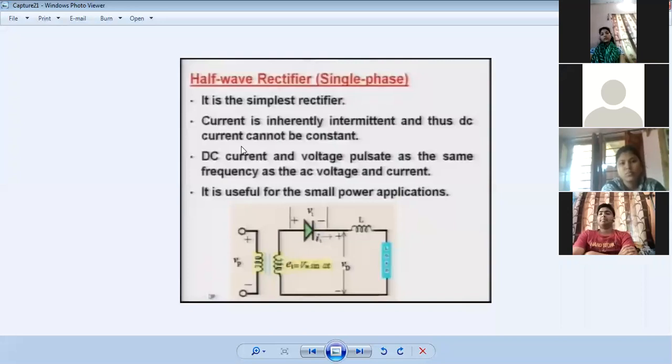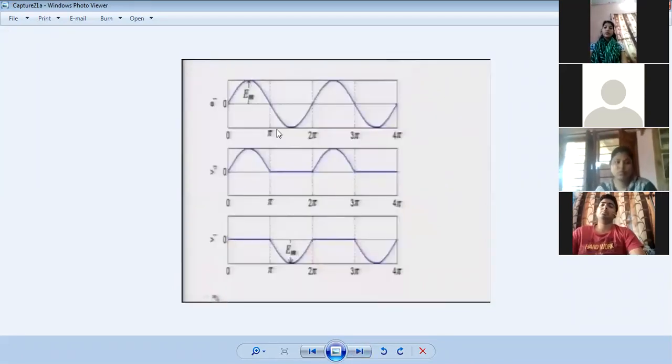It is a very simple rectifier. The current is inherently intermittent, and thus DC current cannot be constant. DC current and voltage pulsate at the same frequency as the AC voltage and current. It is useful for small power applications. So for small power we use the half wave rectifier, and these are the phase angles. As you can see, this is the total conduction period, but only for the positive half does it show the voltage.